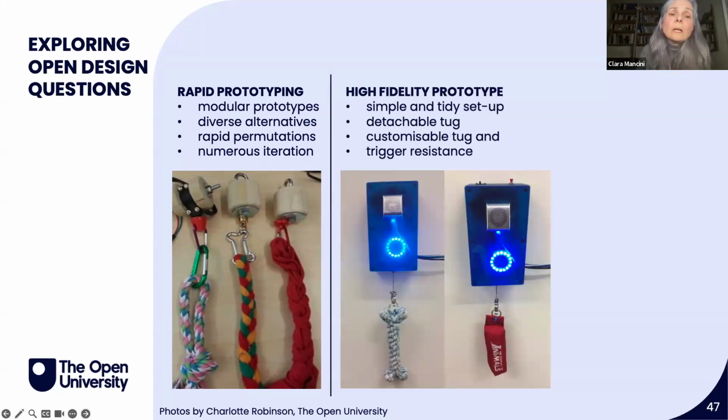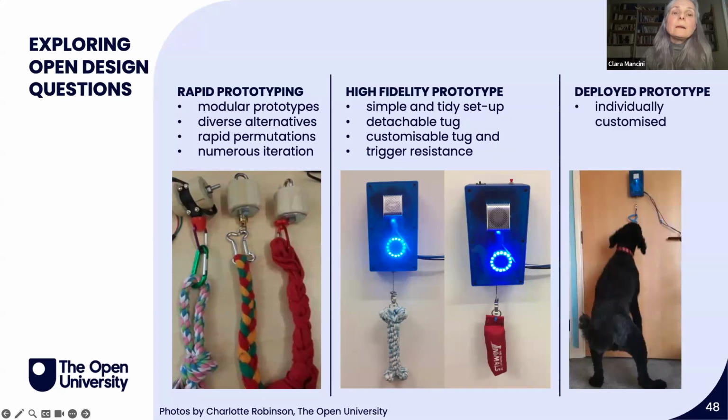This dialogue suggested that the dogs preferred a simple and tidy setup not to confuse them, a detachable tag that worked as a form of feedback, letting them know that they had completed the task, and customizable tag and trigger resistance depending on the dog's age, training stage, and personality. And here is an example of a canine user in action with a customized tag.